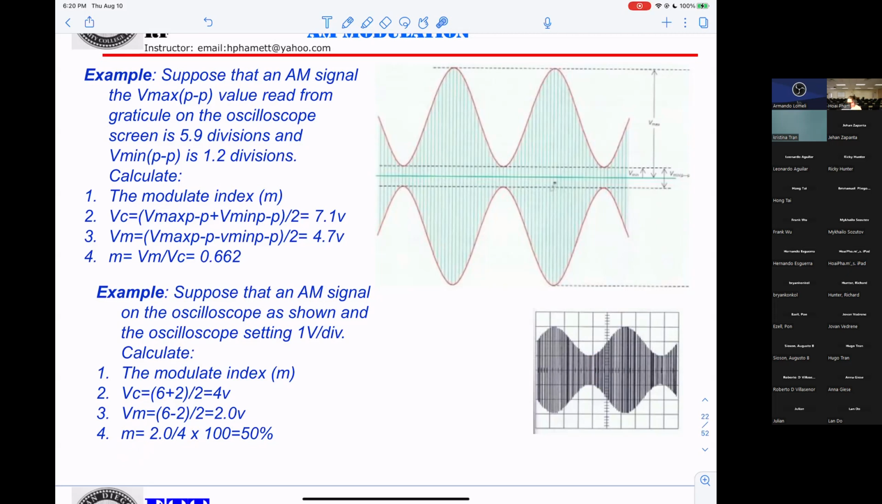This will be displayed on the oscilloscope. Okay, same thing.